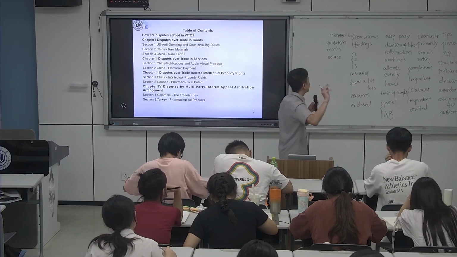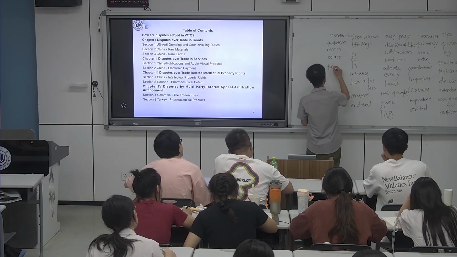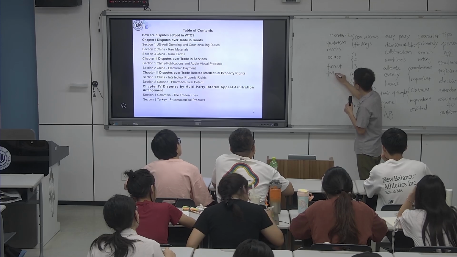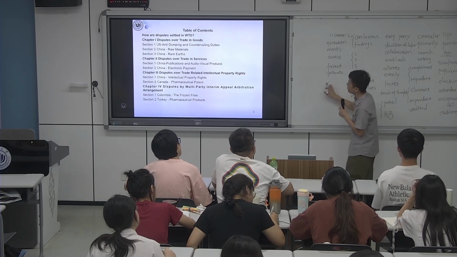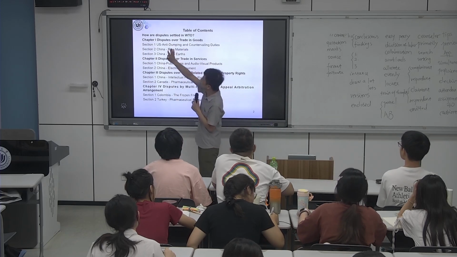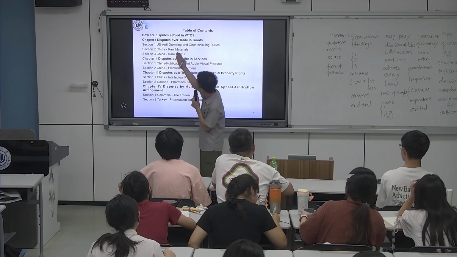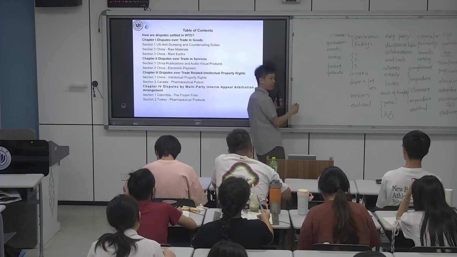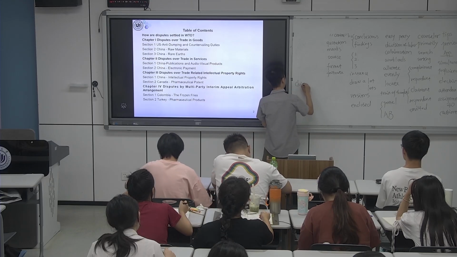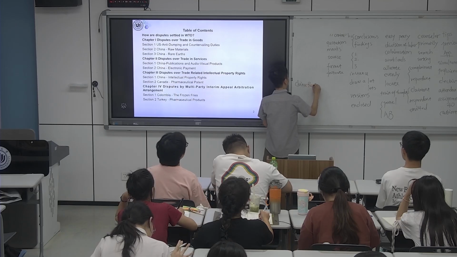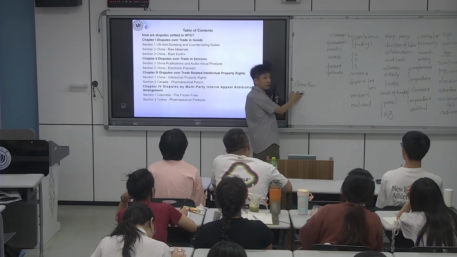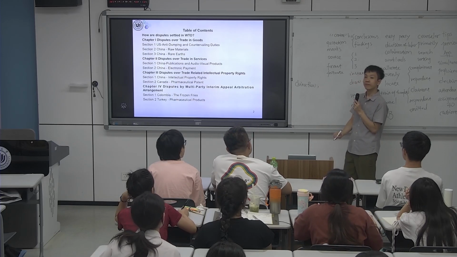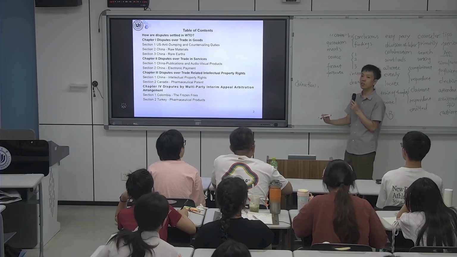The format of the footnote is like this. Okay. The short name of the case, like this one. China raw materials. I write it here. China raw materials. This is the first part, okay? Look, comma.